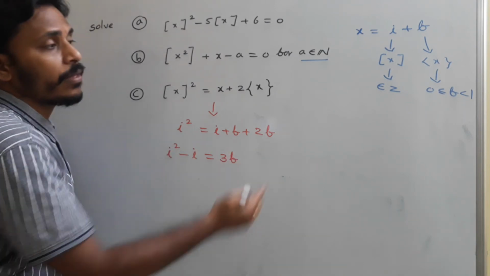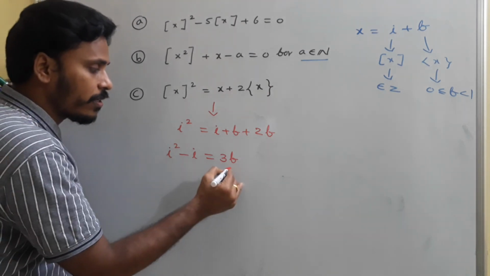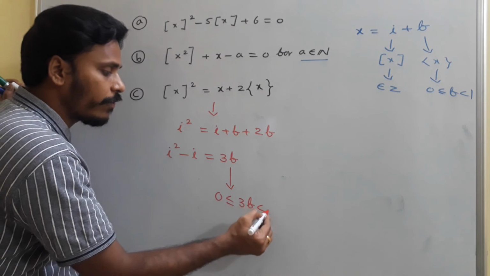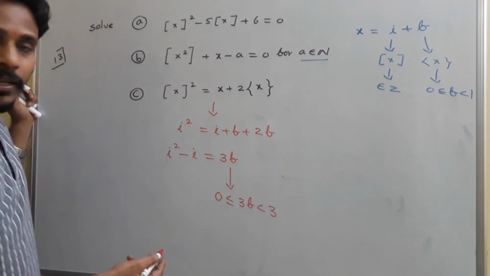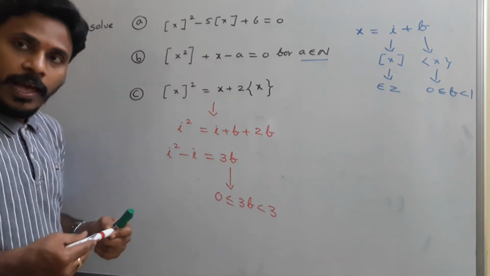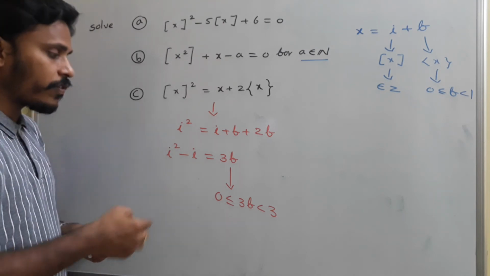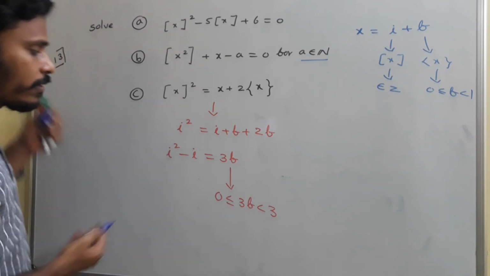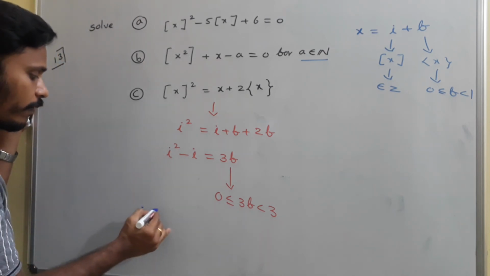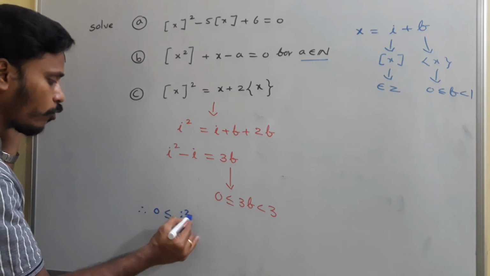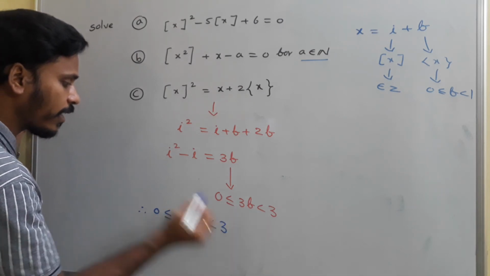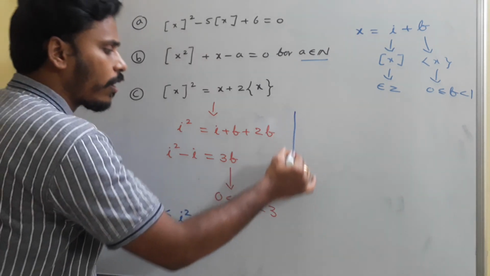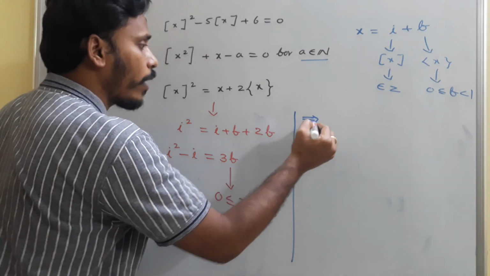And we know that f is between 0 and 1. Since f is between 0 and 1, 3f is a number between 0 and 3. Very clear, we did this already many times. And since 3f is a number between 0 and 3, and that 3f is nothing but I square minus I, therefore 0 is less than or equal to I square minus I, which is less than 3. Once you have that, pay attention to I square minus I.